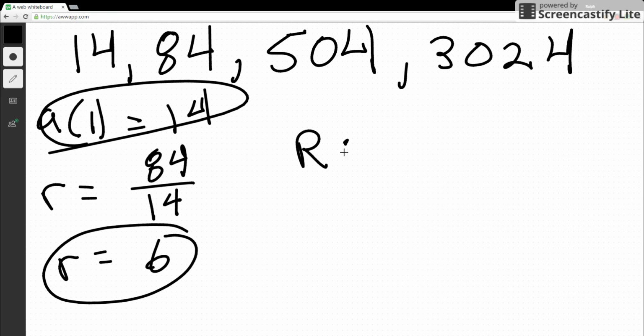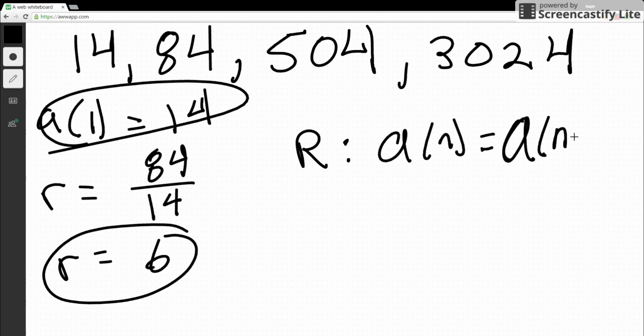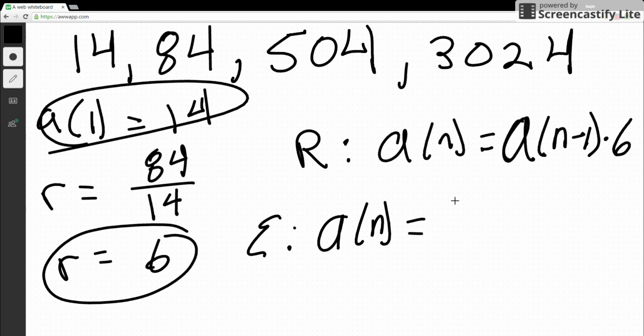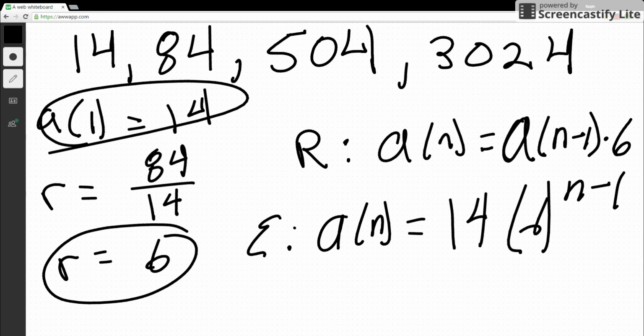So the recursive formula is just A of n equals A of n minus 1 times the R value. The explicit formula is A of n equals A of 1, in this case 14, times the R value, which is 6, to the n minus 1.